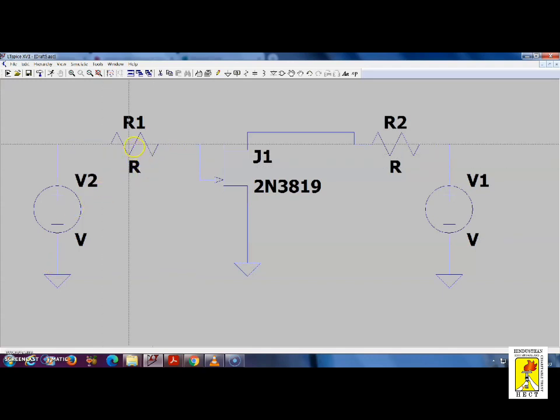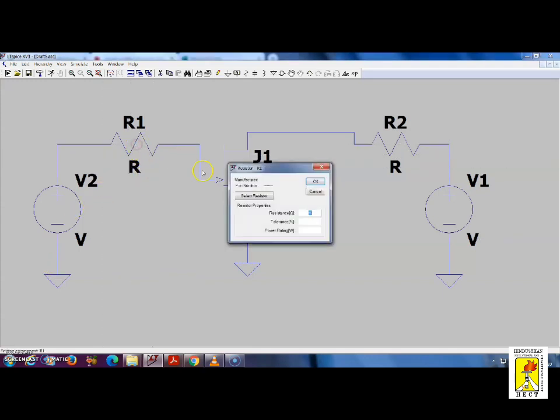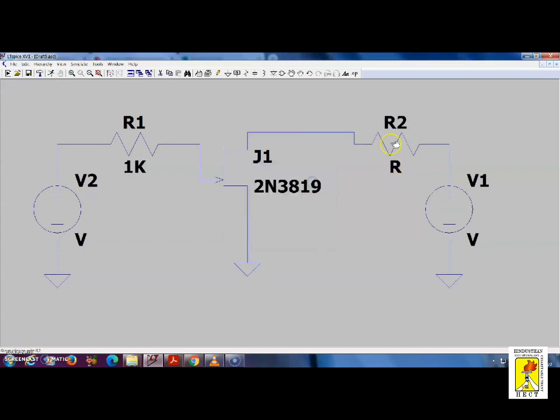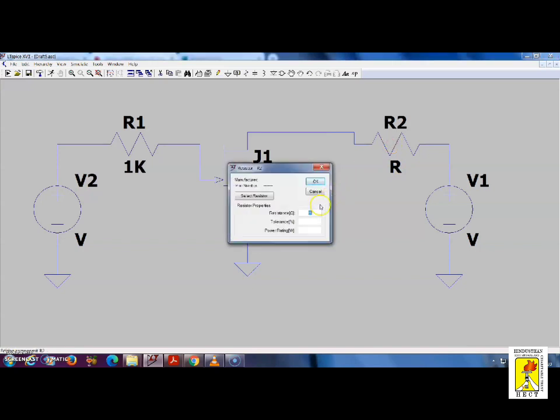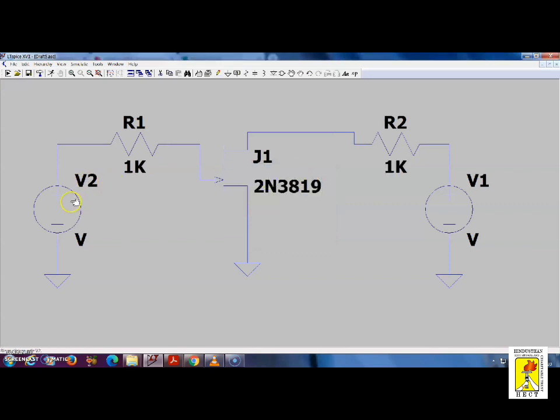Yes. Now give the value to the resistor. Resistors may be in the range of kilo ohm to 10 kilo ohms. Okay, you can vary the values. I'm going to fix it as 1K on both the sides.